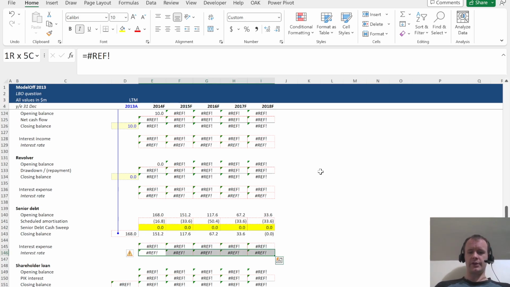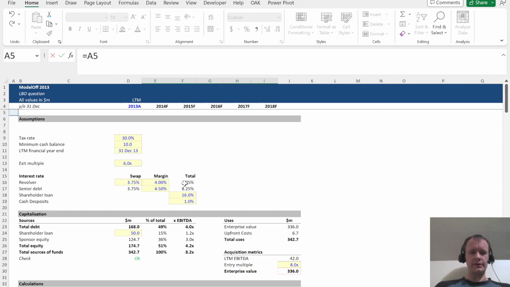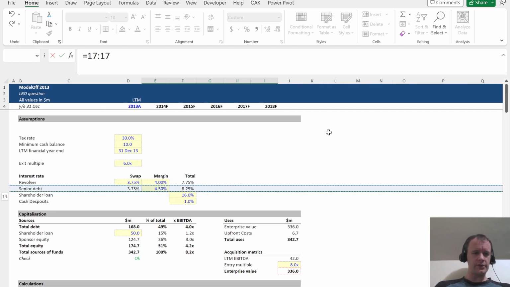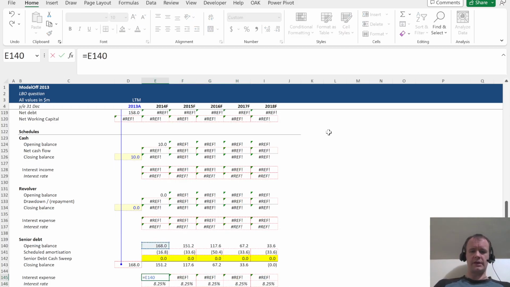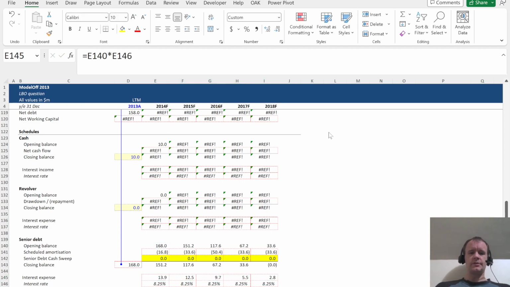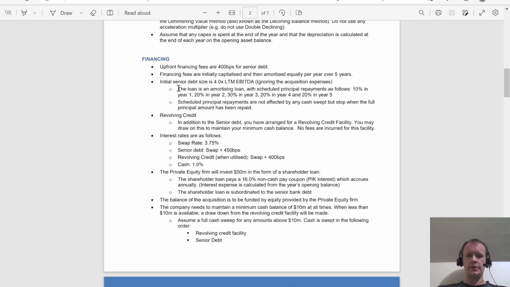So then interest rate here, interest rate on senior debt is, and that's the revolver. This is the senior debt. So lock that in, copy across. And again, we're just using the opening balance times that. Now, there's one more thing that I need to fix here, and I'll just take you back to the notes where it mentions it. Yeah, amortizing loan with these percentages in each year.